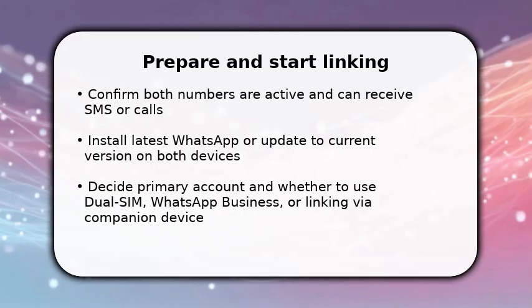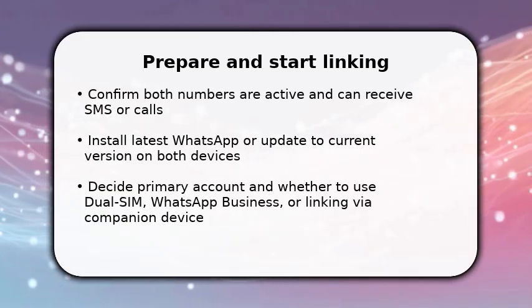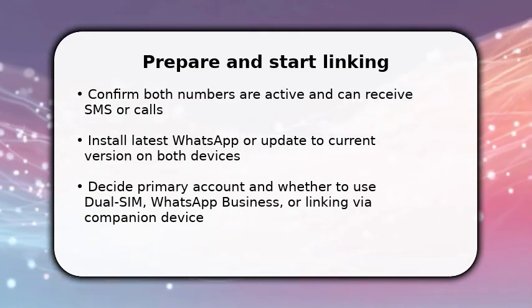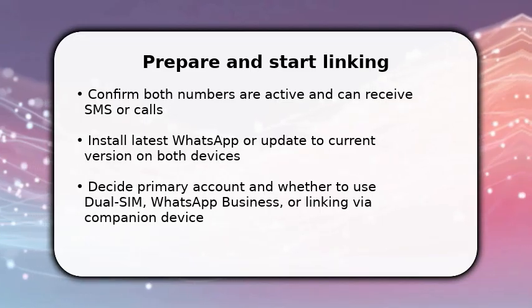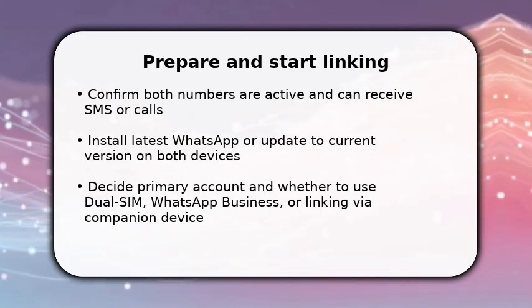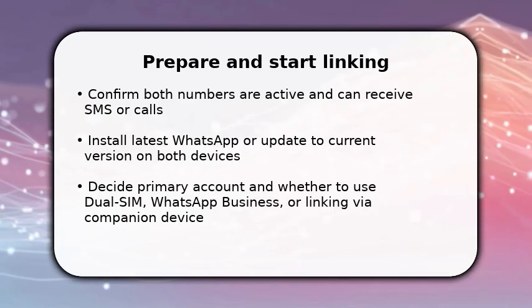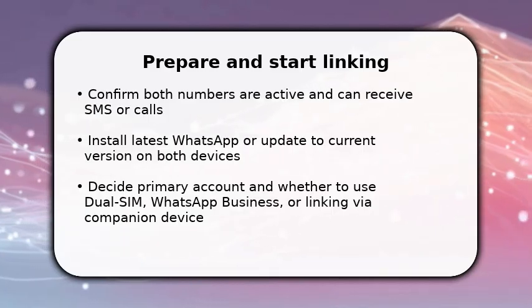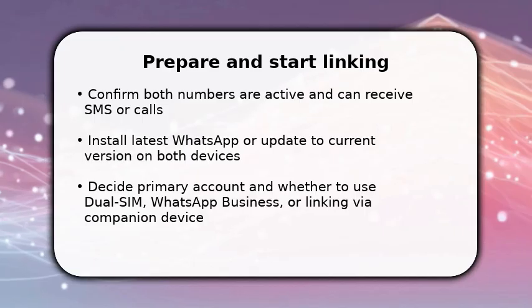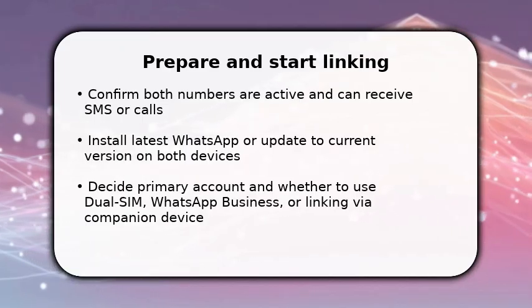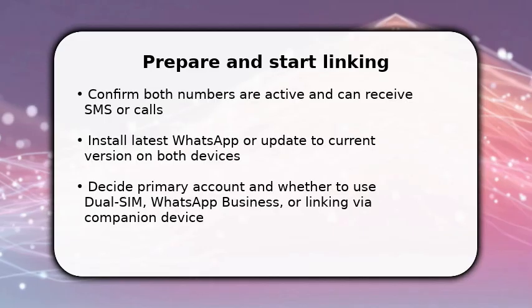You begin by verifying both phone numbers work and can receive verification codes. This matters because WhatsApp ties accounts to SIM-verified numbers. Once ready, update WhatsApp on both devices so features match. Make sure you know which number will stay primary and whether you'll use dual SIM, WhatsApp Business, or Companion mode.